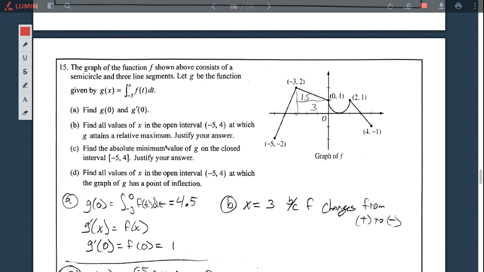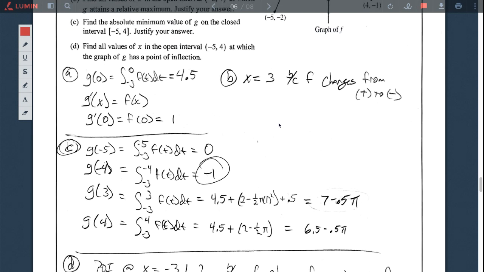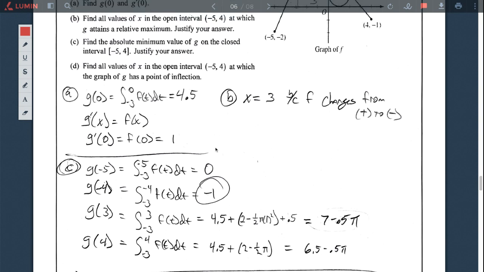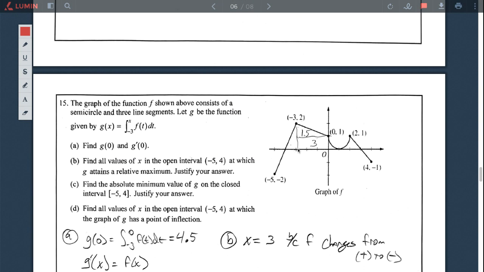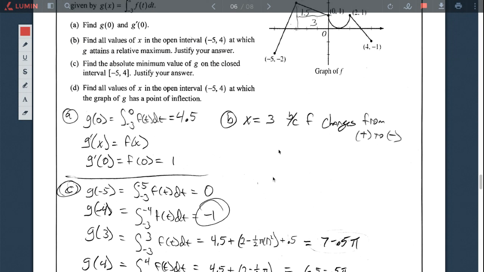So from negative 3 to negative 5, notice those two areas match up, so they're going to cancel each other out. So that's why g of negative 5 is 0. We go from negative 3 to negative 4. I've got a 1 by 2 triangle, so the area of that is 1. Since I'm going backwards, it's got to be negative. So g of negative 4 is negative 1.